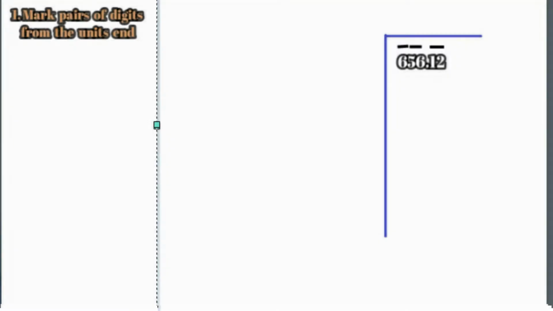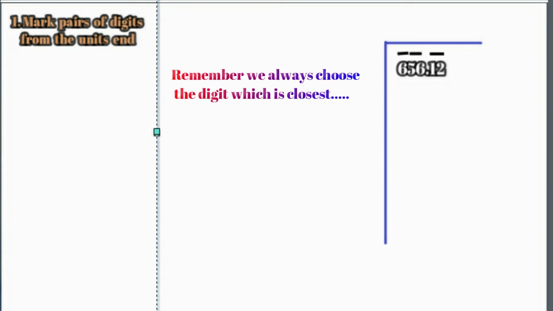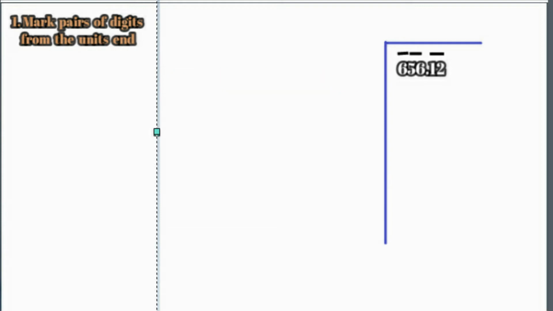Now, we look at our first pair from the left, which is 6. We have to find the perfect square which is equal to or lower than 6. Since 6 is not a perfect square, we choose a perfect square lower than 6. The perfect square lower than 6 is 4. But even 1 is also lower than 6. Remember, we always choose the one which is closest. So, 4 is the perfect square which is closer to 6.